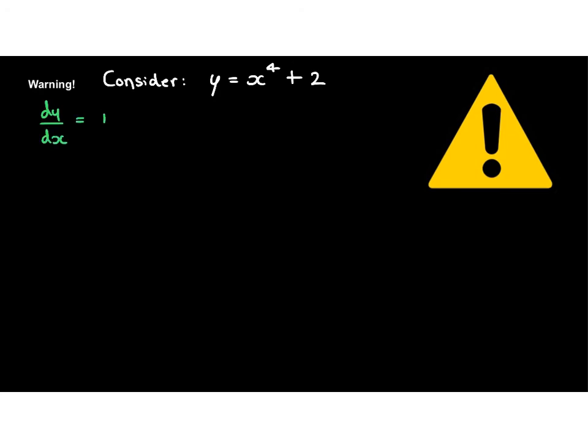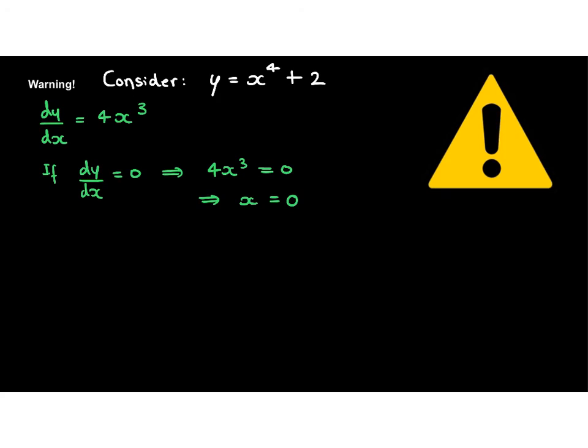Very simple piece of differentiation. dy by dx is equal to 4x cubed. Now, if the first derivative is equal to 0, well, this only gives us x equals 0.